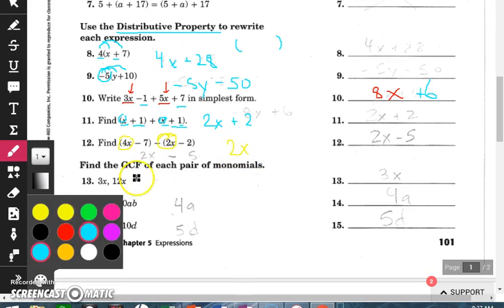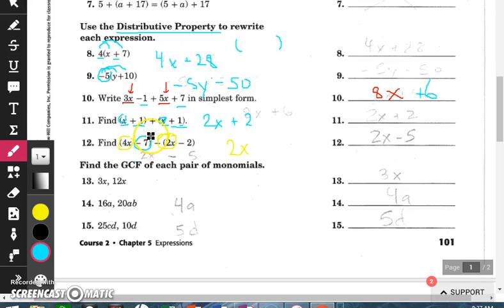And then we're going to use a different color. We have a negative 7. Here's this negative times a negative 2. So that's actually a positive 2 now. And a positive 2 and a negative 7 is negative 5. So this is how we ended up getting 2x minus 5.